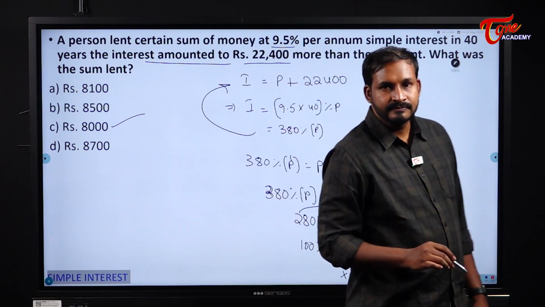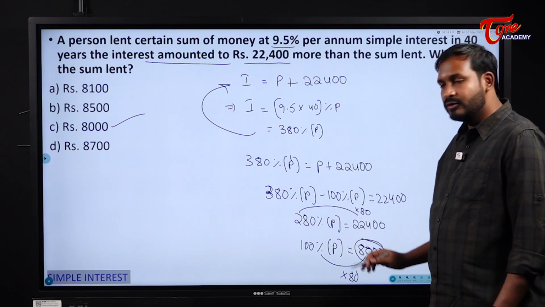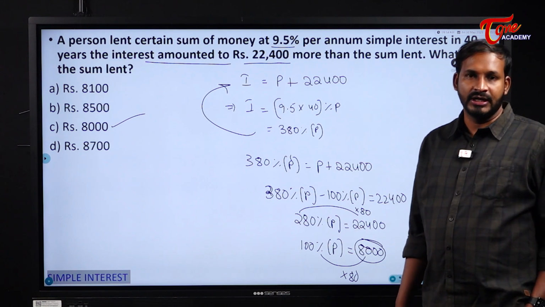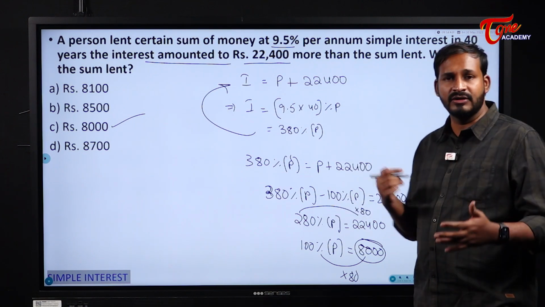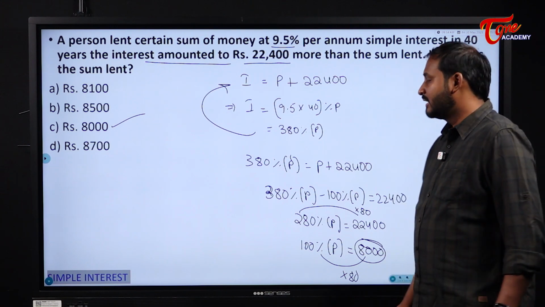Understood, students? If you are able to identify it, good. If not, I already told you how you will do it. Take it as x and cross multiply it. You will get the answer. Understood? The only thing is here we need to write the relation between the principal and interest. Right. Next one.